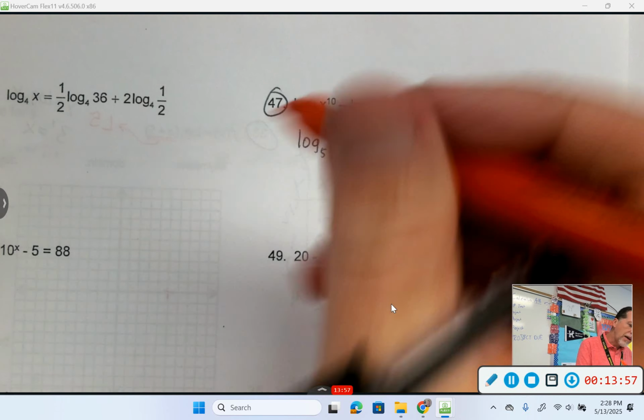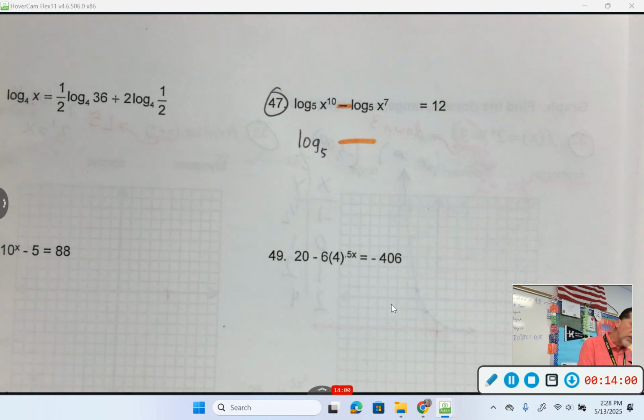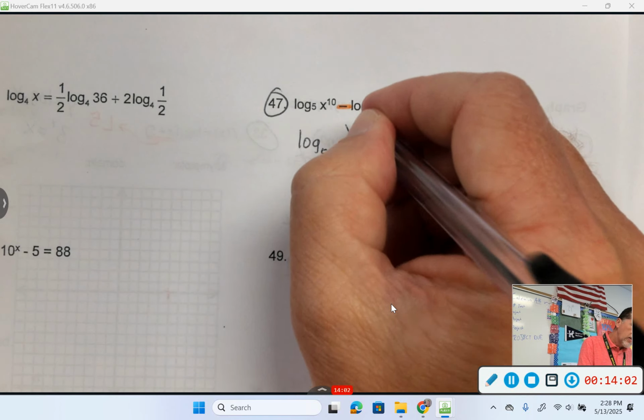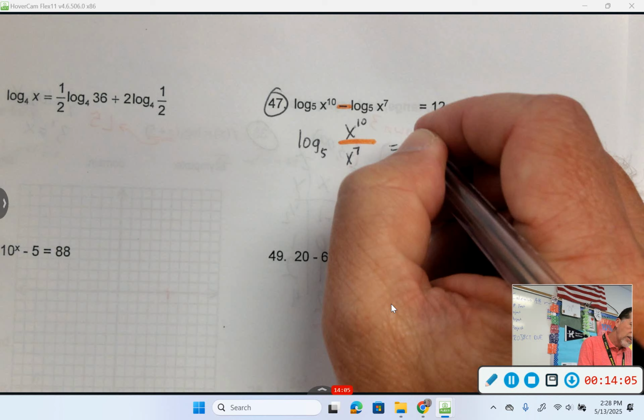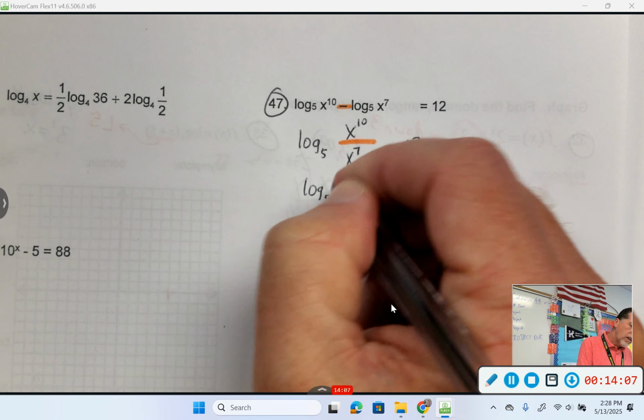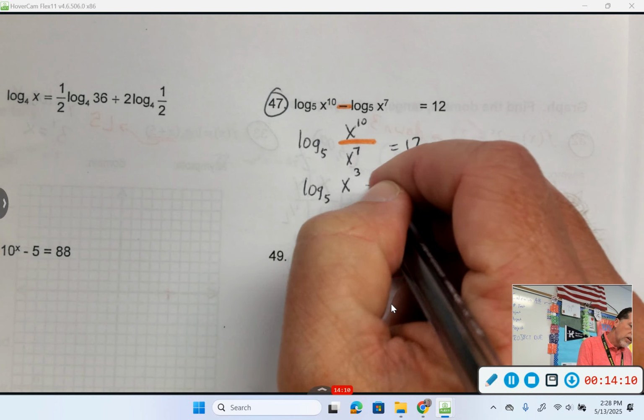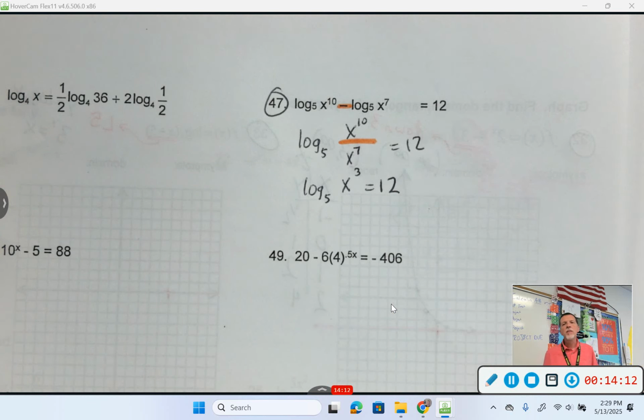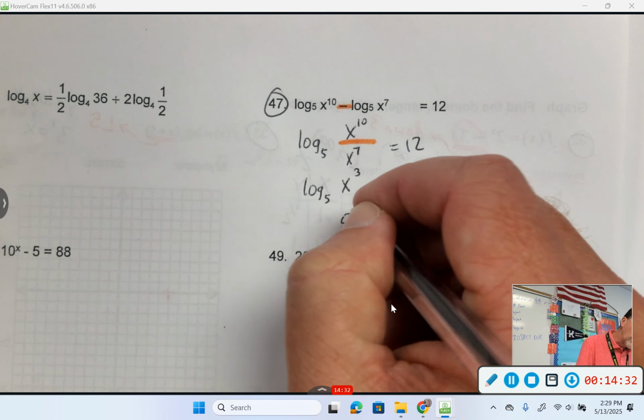I can combine. That minus sign leads to division. So x to the 10th over x to the 7th, which would be x cubed, equals 12. Oh, this is going to be an ugly number. What should I do next? Fish hook that thing. So 5 to the 12th equals x cubed. There's other things to do, but 5 to the 12th equals x cubed is fine.